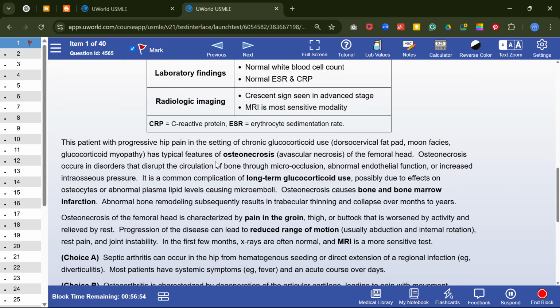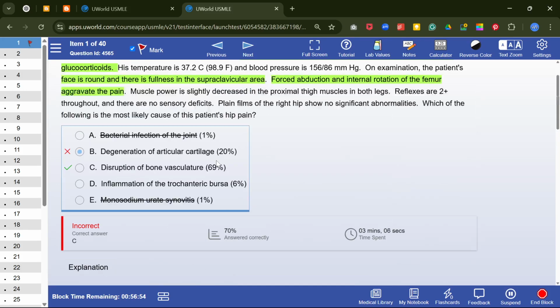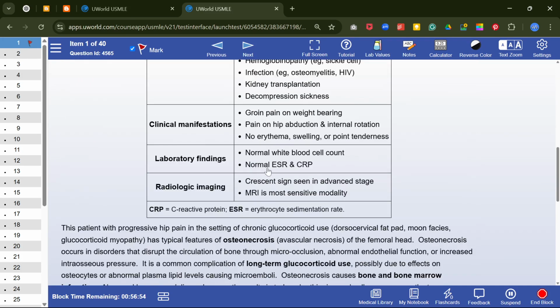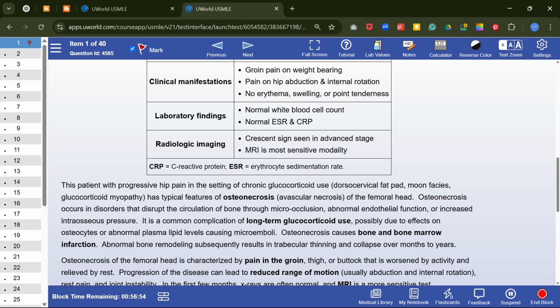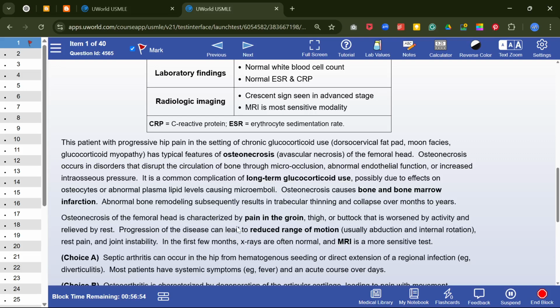This patient with progressive hip pain in the setting of chronic glucocorticoid use has a dorsocervical fat pad, moon facies, glucocorticoid myopathy, and typical features of osteonecrosis, avascular necrosis of the femoral head.